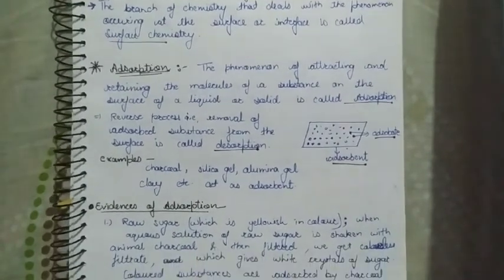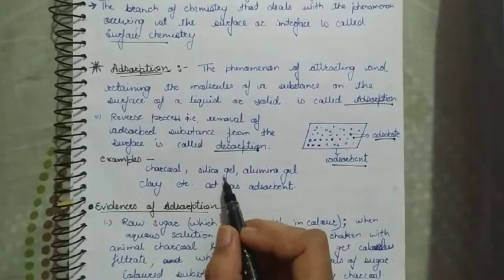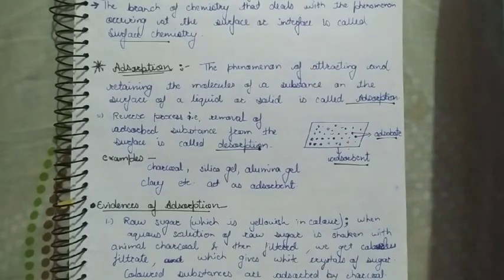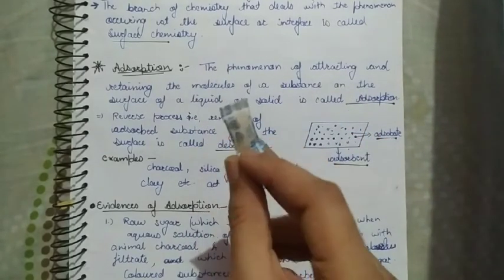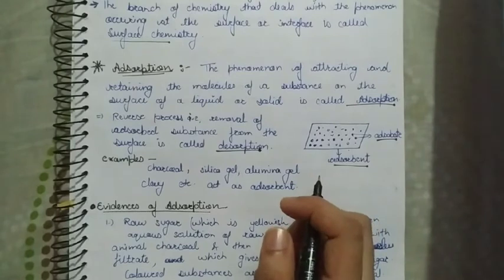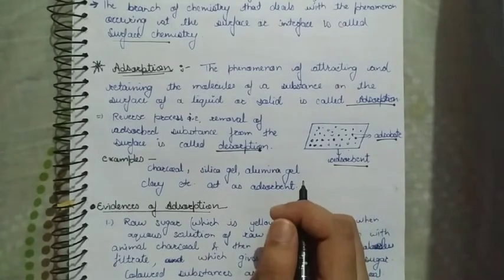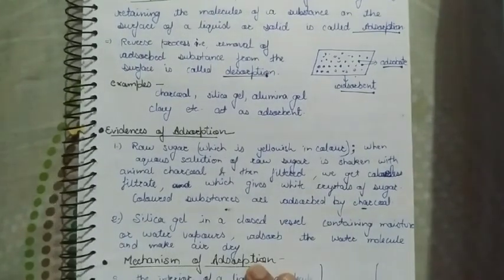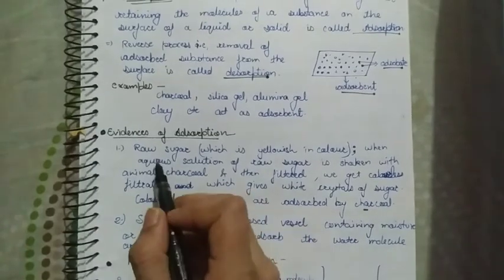Common examples are charcoal, silica gel, alumina gel, clay, etc. Silica gel is the most commonly used. You must have seen small packets inside your bag or shoes when you buy them new. They look something like this, or maybe bigger in size. It is called silica. It is used in bags and shoes and many more things to absorb the moisture. Now we will have some examples to understand it better.